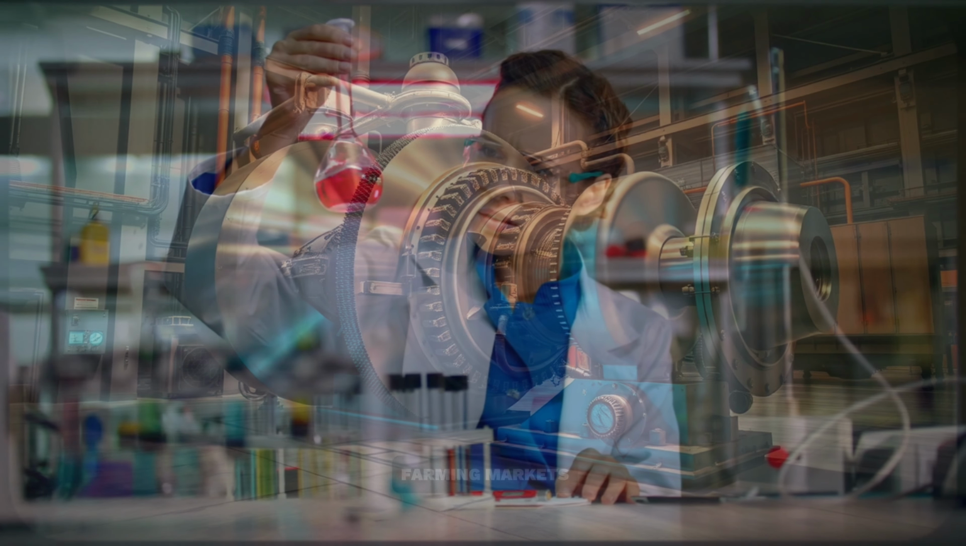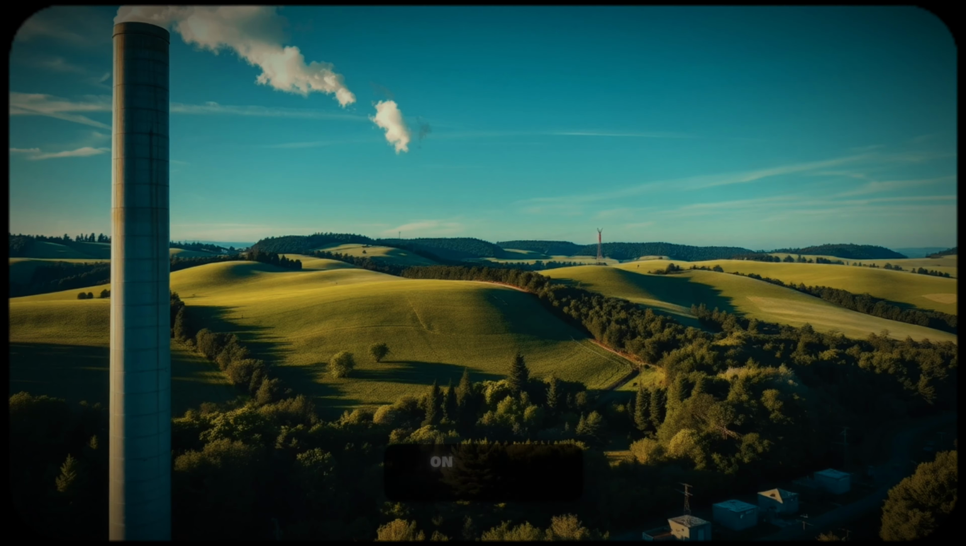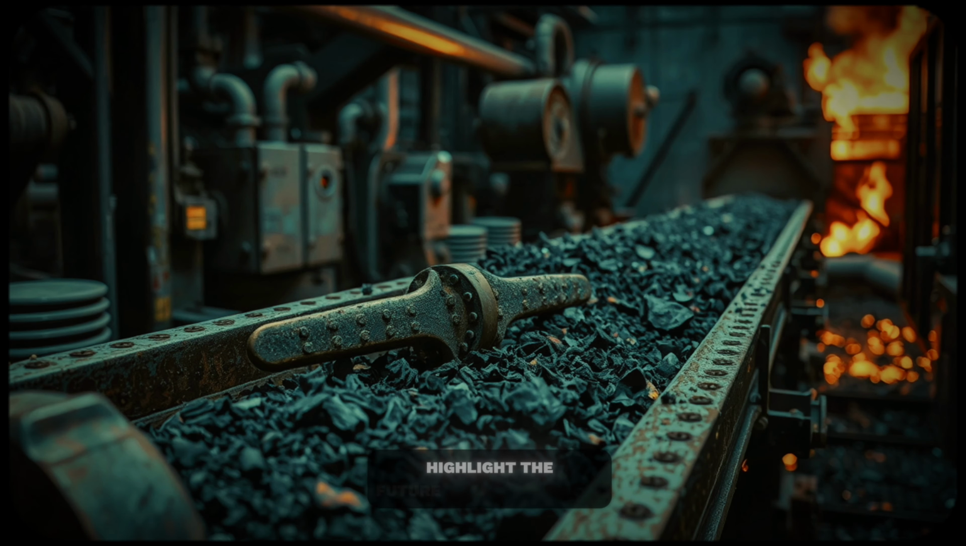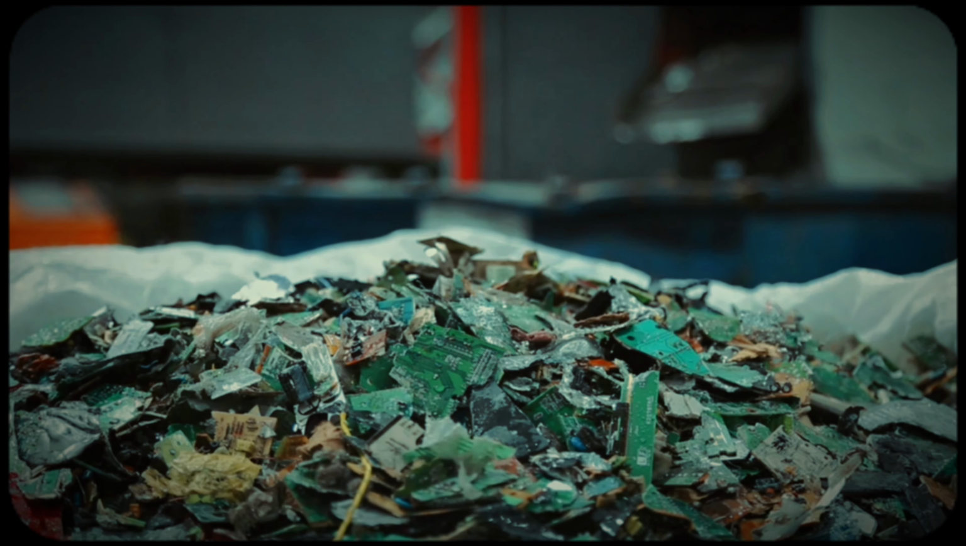specialized farming markets. While challenges in feedstock handling and costs remain, the modular design and focus on negative emissions potential highlight the future role of projects like Collie in sustainable waste management and regional resource recovery.